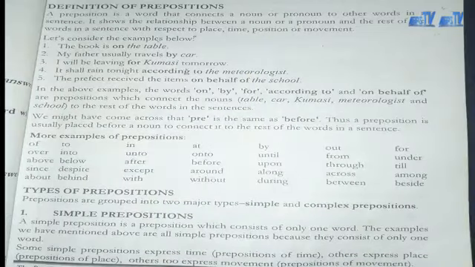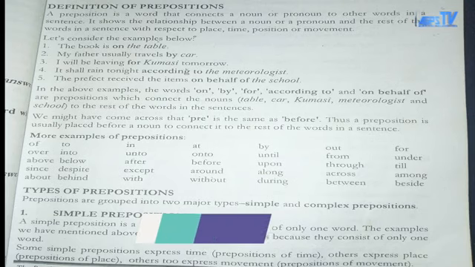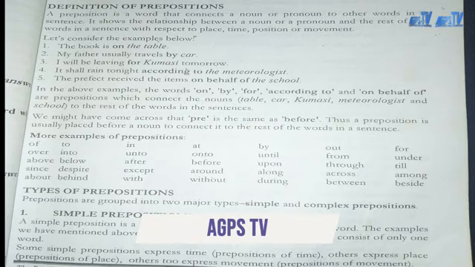So let's go to the meaning of preposition. When we say preposition, it's a word that connects a noun or a pronoun to other words in a sentence. It also shows the relationship between a noun or a pronoun and the rest of the words in the sentence with respect to place, time, position or movement. Let's consider these examples below.